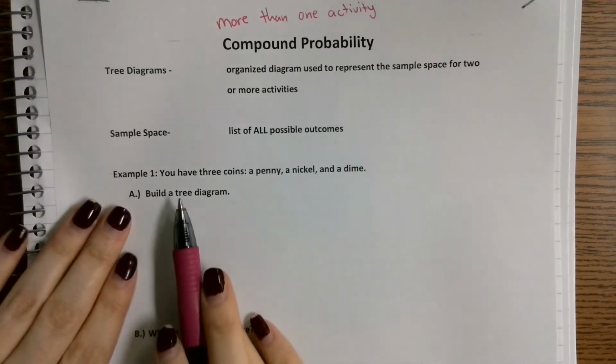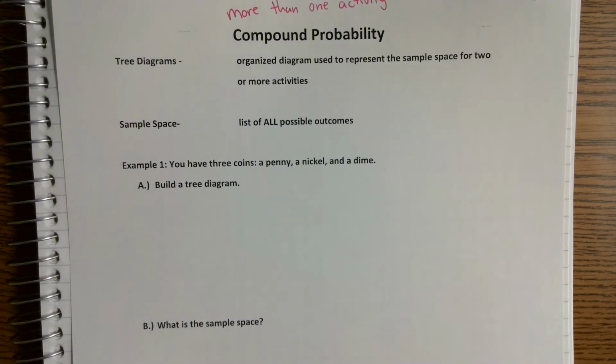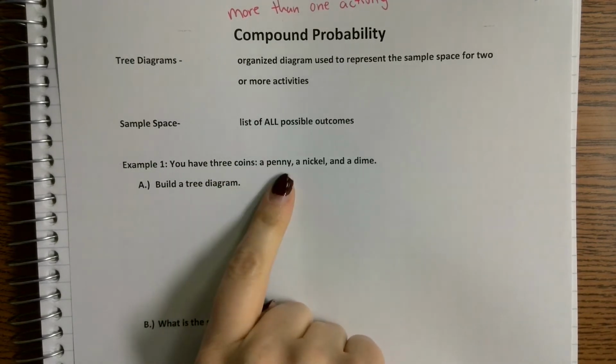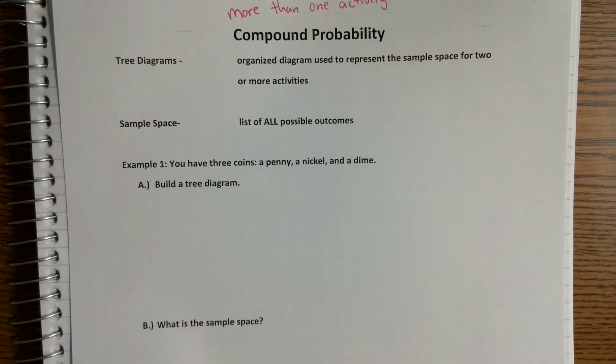Now, to build your tree diagrams, you have to separate them by different activities. You need to first understand how many different activities, which would build your branches, there are. So for example, number 1, we've got 3 coins. We have a penny, a nickel, and a dime. So that's 3 different activities that are going to be occurring.